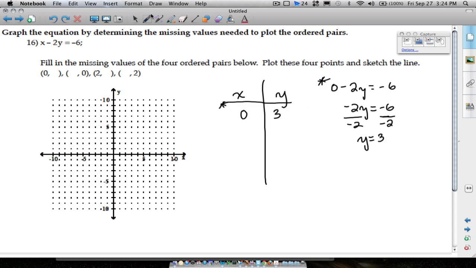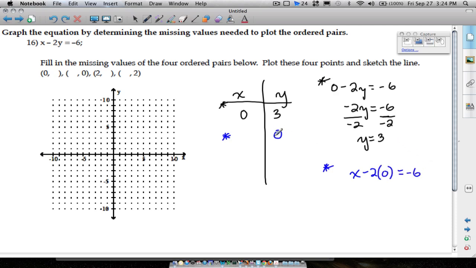Just put my stars over here, keep it color coordinated, I guess. All right, another point. Something, comma, 0. That means we want to plug 0 into y. So therefore, going back to the equation, we have x minus 2y equals negative 6. If you plug 0 into the y spot, we now have x minus 2 times 0 is equal to negative 6.